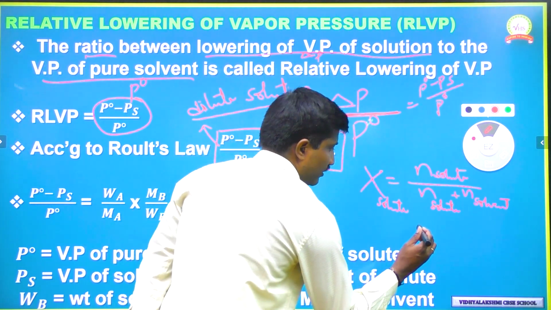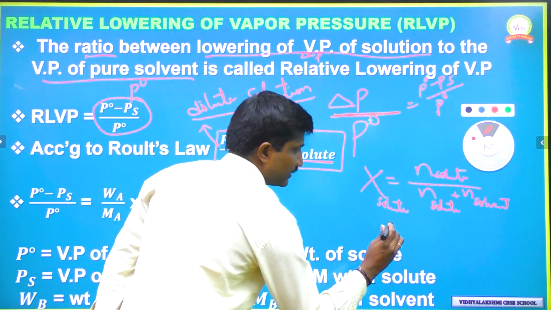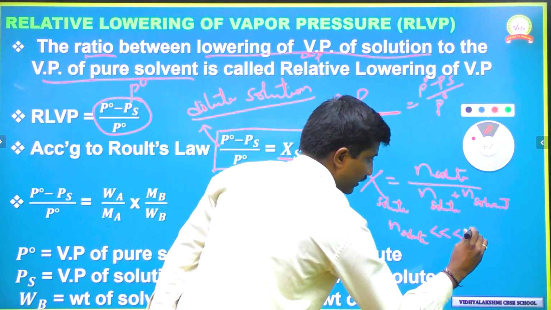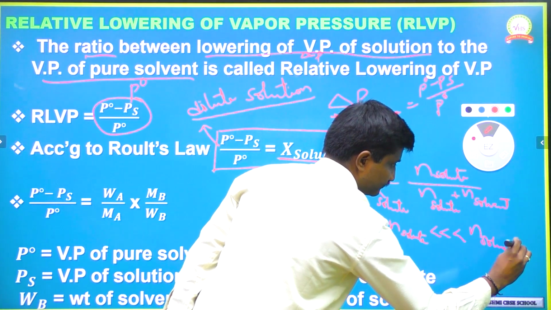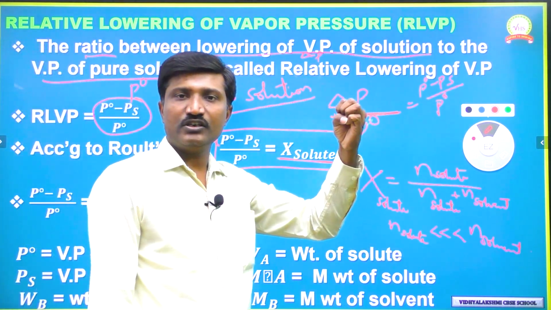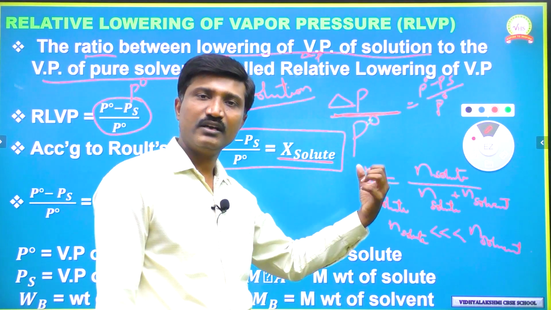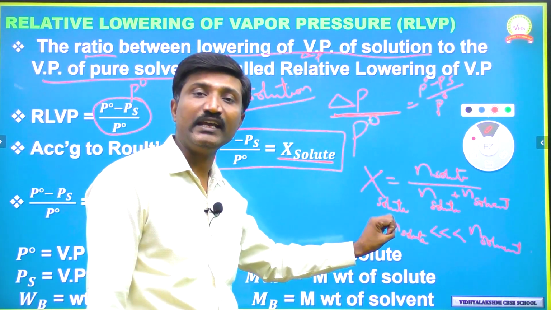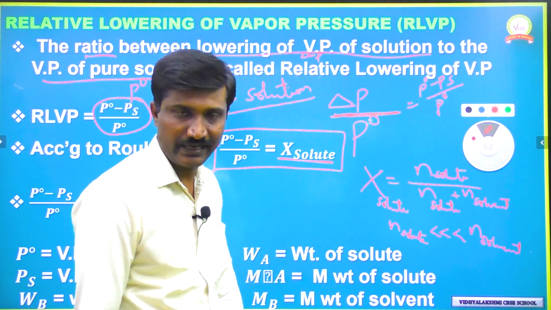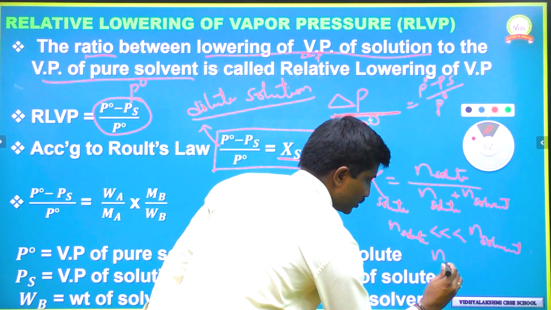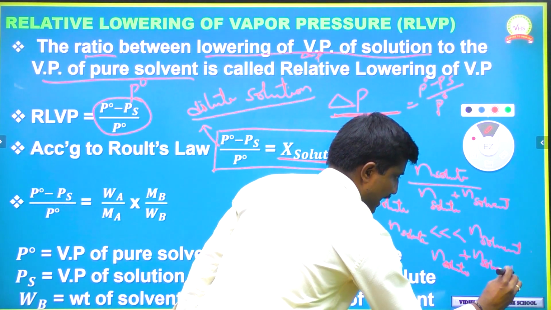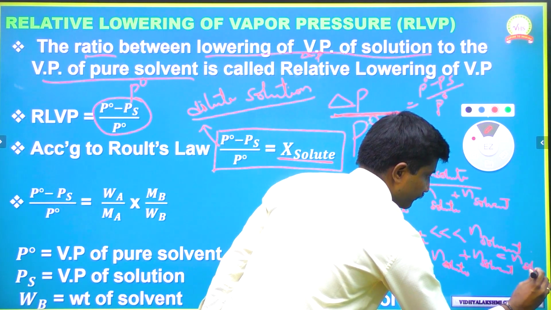Since it is a dilute solution, the number of moles of solute is very small compared to the number of moles of solvent. The amount of solute is very less, so its number of moles is also very small. That value is negligible compared to the number of moles of solvent, so we can take n solute plus n solvent collectively as n solvent.